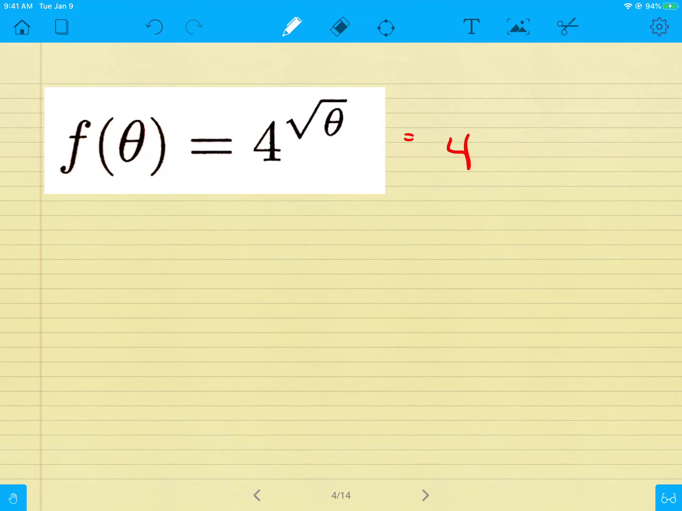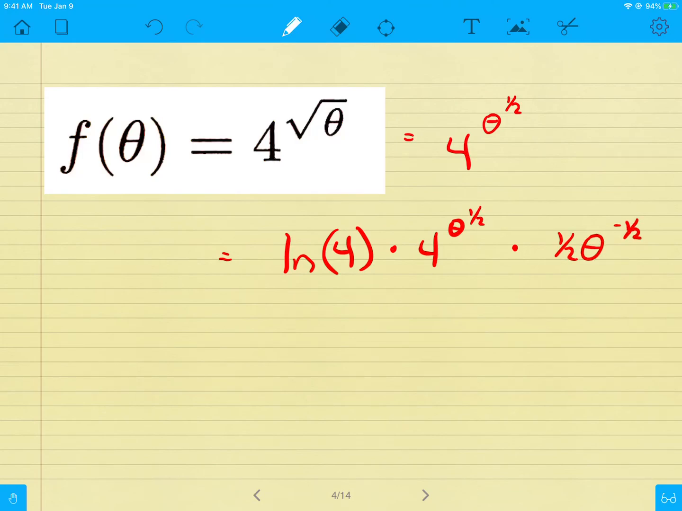I'm going to write it like this: theta to the half power. That half means a radical when you put it in a power like that. So when we do the derivative, it's still the natural log of the base times the actual exponential itself, and then you take it times the derivative of the power. In my case, that is half theta to the negative half, because you're dropping the power out front and then subtracting 1 off the power, and that's where this negative half comes in.